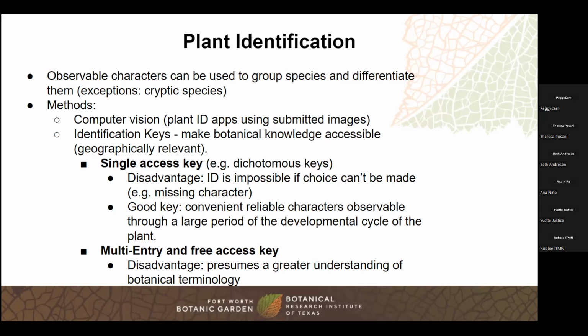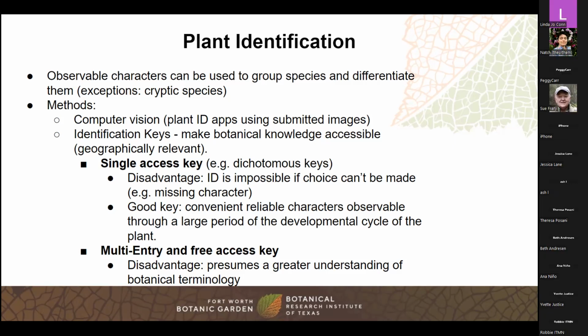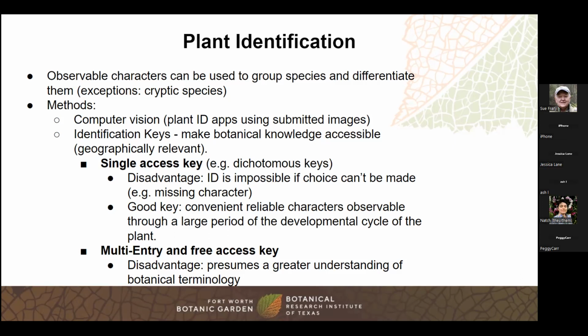So identification keys, there are, generally speaking, two sorts of keys out there. There's a single access key or a dichotomous key. And this is the one that we're really going to be mostly talking about today. And one of the disadvantages of this, though, is that if the key tells you flowers are red or flowers are not red, and those are your two options, well, that presumes you have flowers. So it makes it very difficult to ID things when you are trying to identify something in the fall that flowers in the spring. So how keys are written is very important.